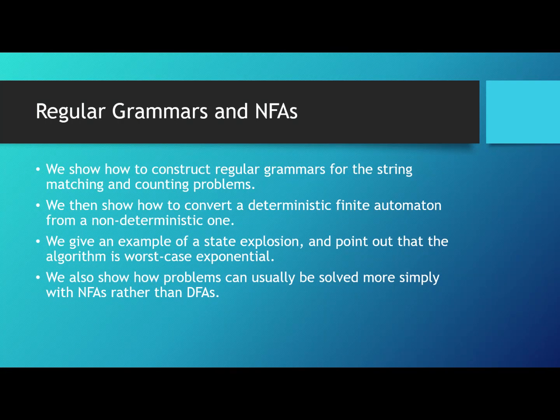For regular grammars and non-deterministic finite automata, we begin by showing how to construct regular grammars, giving a precise definition for them. And then we show how to use them for the string matching and counting problems that we covered with deterministic finite automata. We then show how to convert a deterministic finite automaton to a non-deterministic one. Actually, that's reversed. We go from non-deterministic to deterministic. We give an example of a state explosion and point out that the algorithm is indeed worst case exponential because we can end up with an exponential number of states.